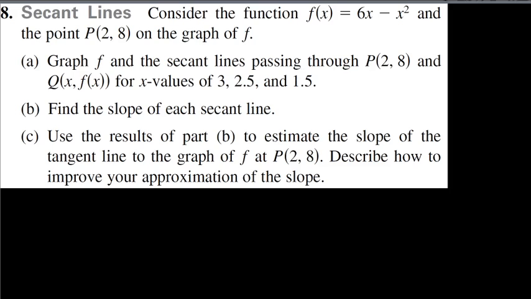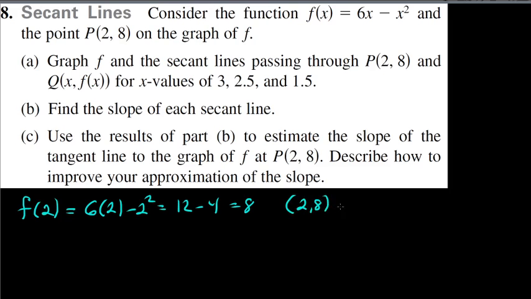So we have a function, f of x equals 6x minus x squared. So it's a quadratic function. And we have a point on the graph, (2, 8). And you should confirm that that point is on the graph. If I plug in x equals 2, I get 12 minus 4, which is indeed 8. So that tells me that the point (2, 8) is on the graph.